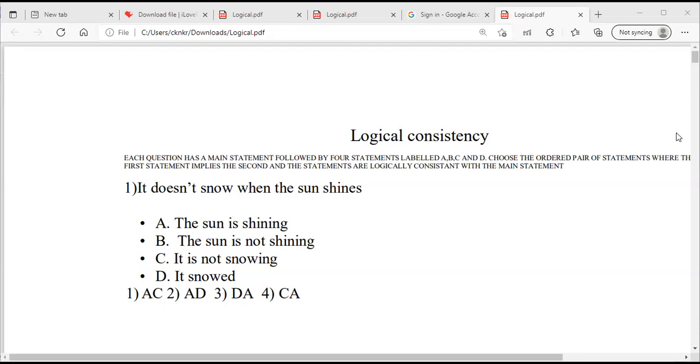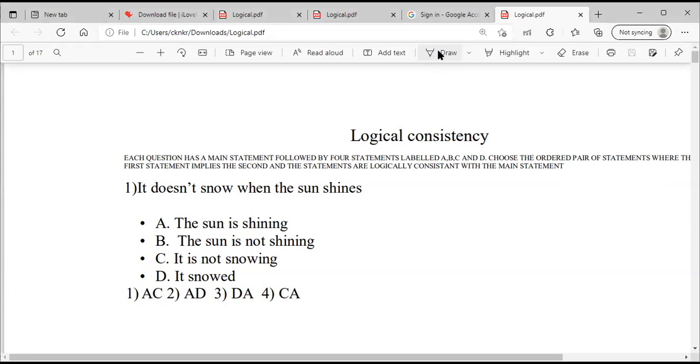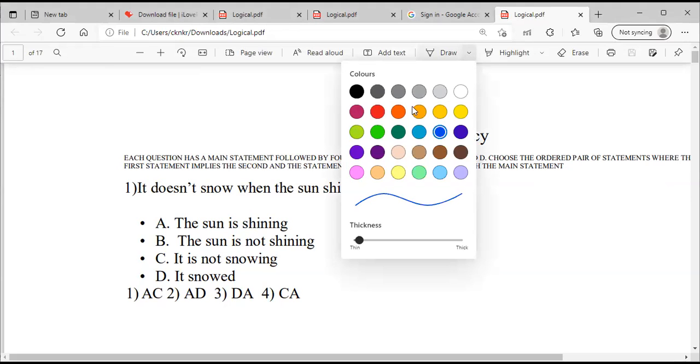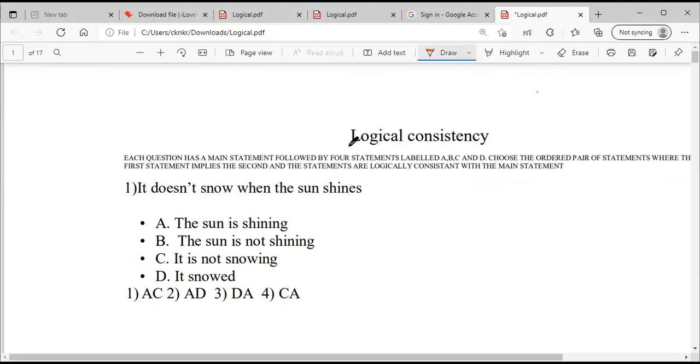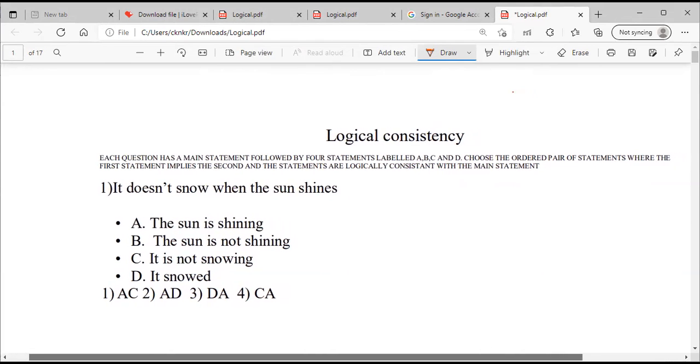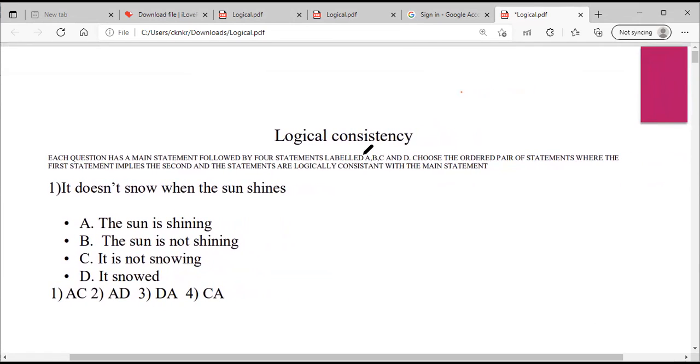This is logical consistency. Let's try to read the instructions first. What is it that we are talking about in logical consistency? How do we make it very simple? Each question has a main statement followed by four statements labeled A, B, C, and D. Choose the ordered pair of statements where the first statement implies the second and the statements are logically consistent with the main statement. Generally, the kind of questions will be like this, and you need to find this one.